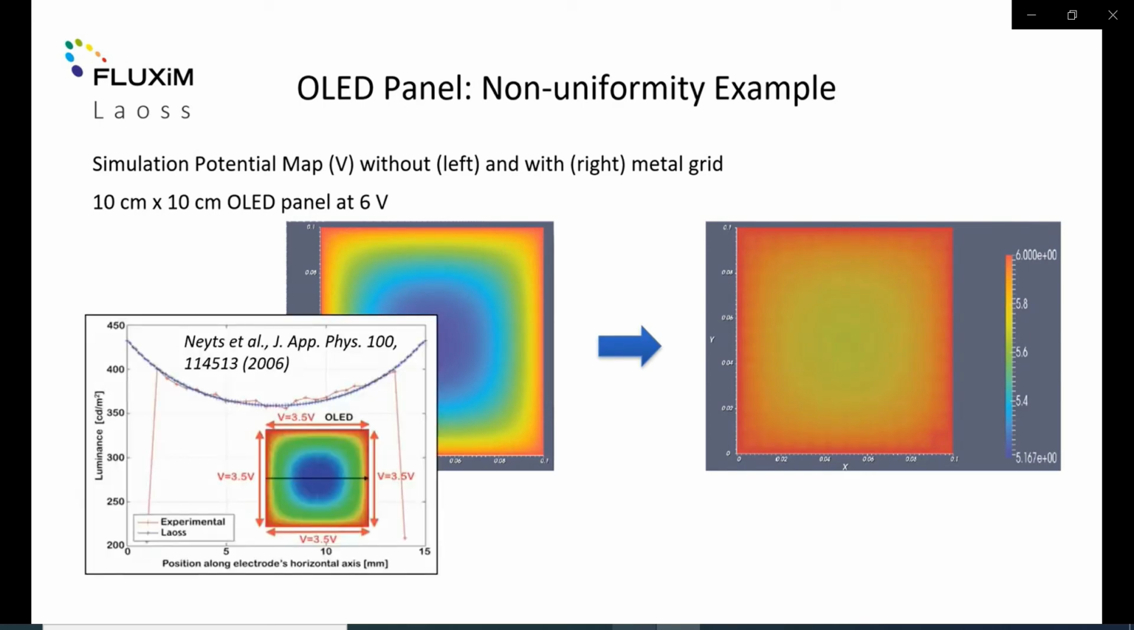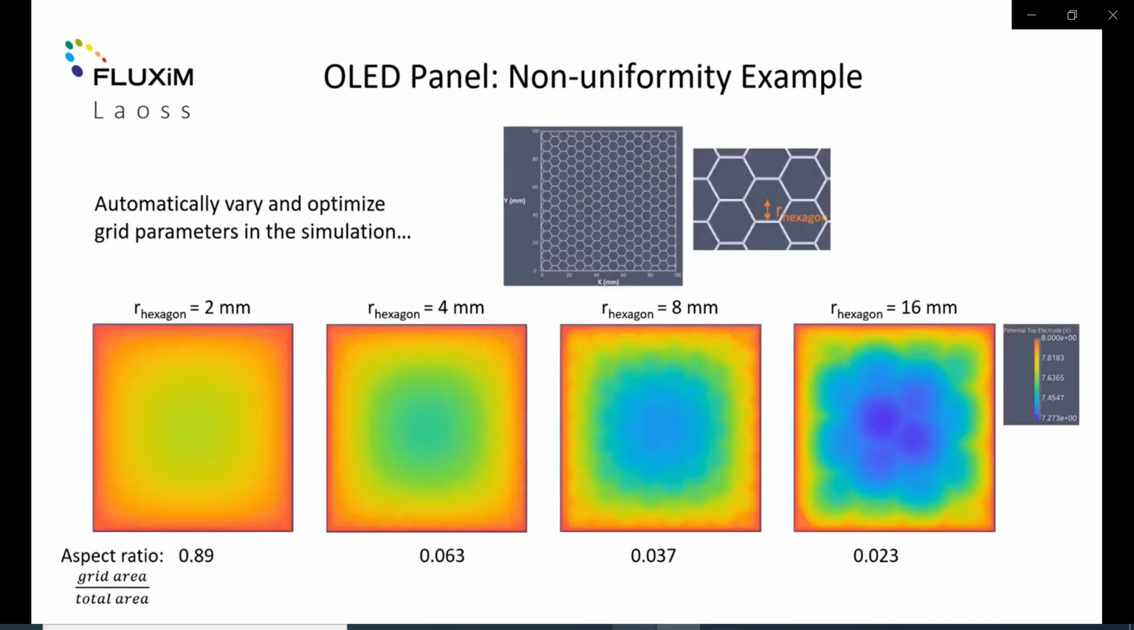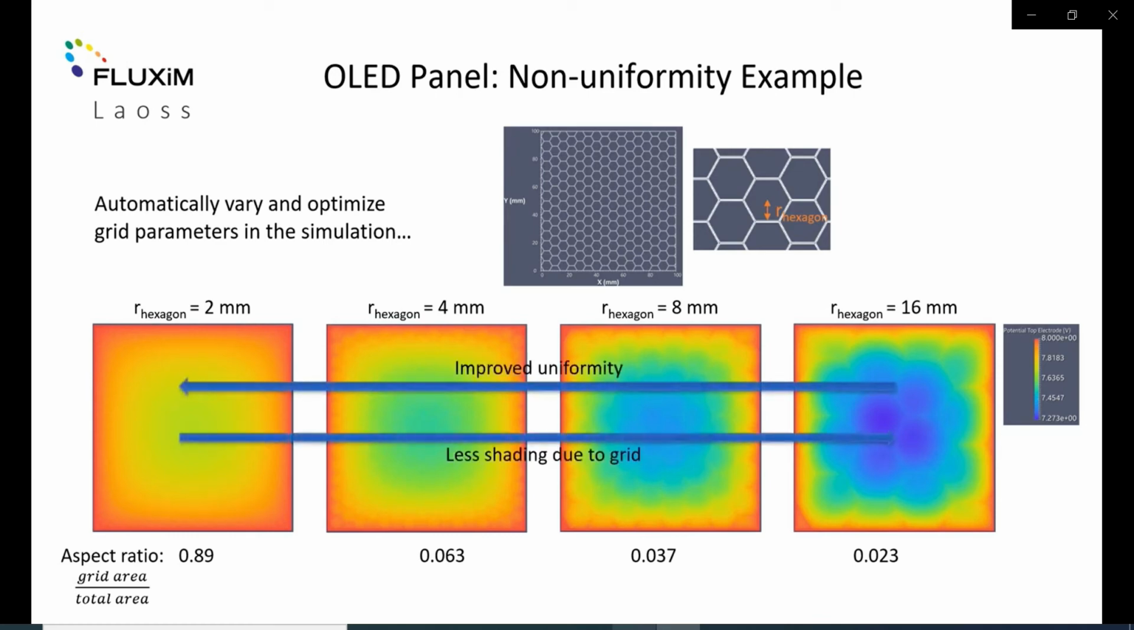outer edge. Such a panel without a metal grid and the corresponding luminance distribution has also been characterized experimentally. The Laoss simulation agrees perfectly well with the measured profile. The parameters of the honeycomb metal grid can be varied and optimized automatically in Laoss. Here we show the potential distribution for a varied hexagon radius with decreasing radius. We clearly see a much more homogeneous potential distribution, which would lead to improved uniform emission.